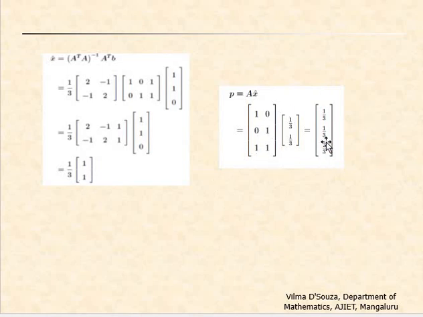Now what is P? The projection. P is equal to A into x cap. So A is the matrix 1 0 0 1 1 1. x cap is 1 by 3 into the vector 1 1, or 1 by 3, 1 by 3. So multiply: 1 by 3, 1 by 3 and 2 by 3. So the projection P is the column vector 1 by 3, 1 by 3 and 2 by 3.